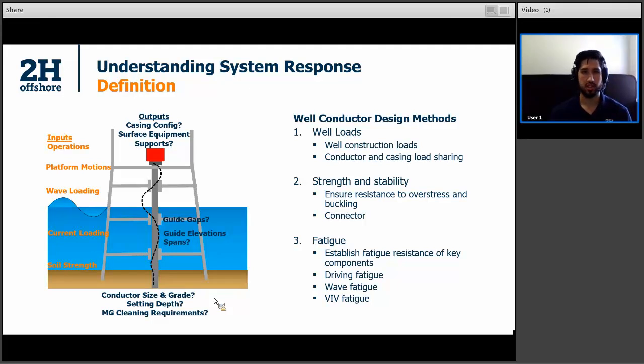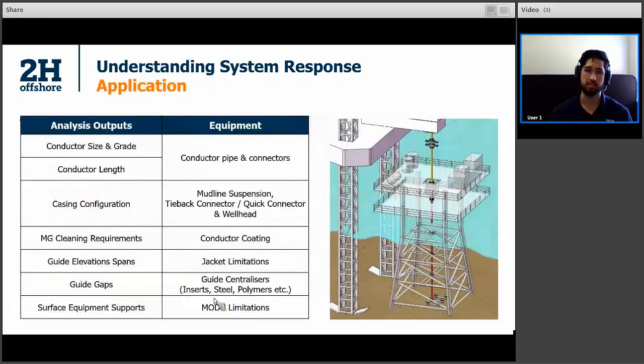And in terms of application, if we have all these outputs, what are they enabling us to define? I think conductor size and grade and conductor length are pretty obvious. Conductor pipe and connectors can start to be specced out. The casing configuration: if we understand the well loads, we can start understanding the implications for mudline suspension systems, what type of tieback connector or quick connector we might want to use at mudline if that was an option, and potentially what type of wellheads we're looking at. Marine growth cleaning requirements: what kind of coating spec do we need to limit it, or we don't care about too much if it's not a problem.